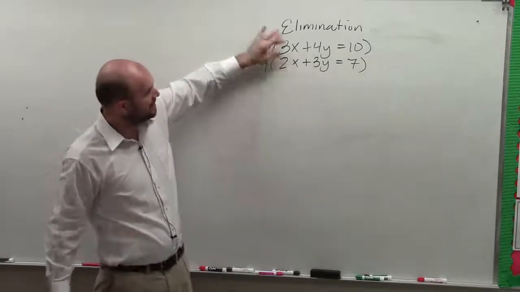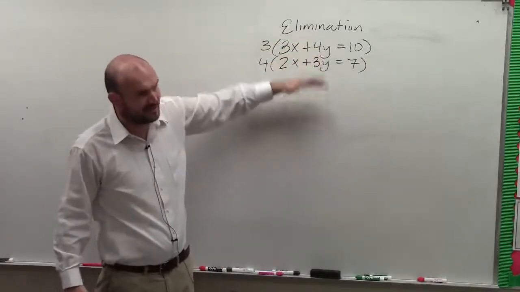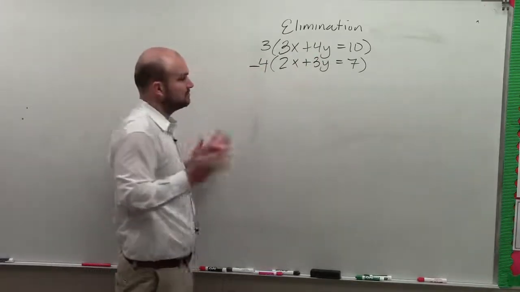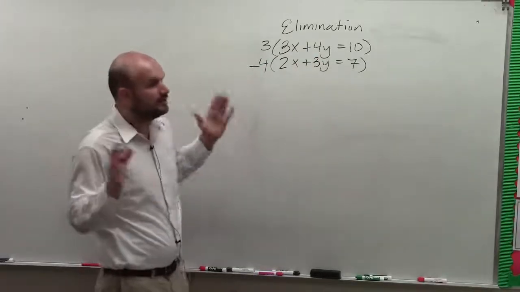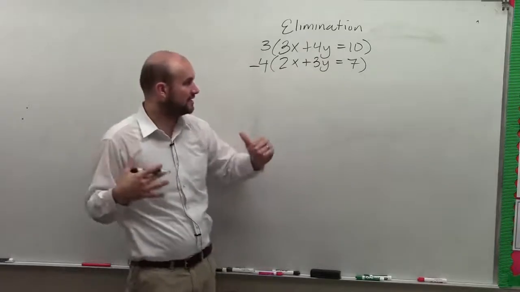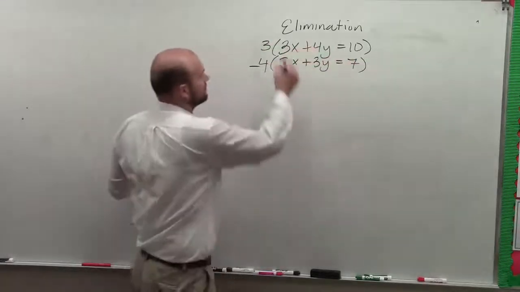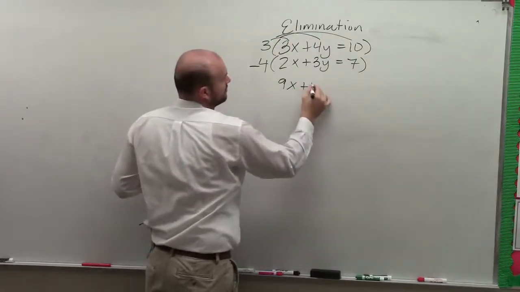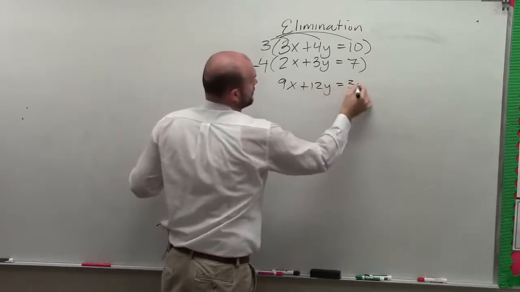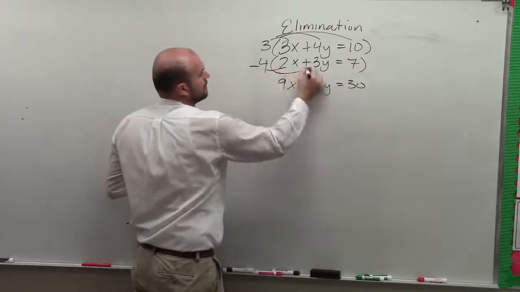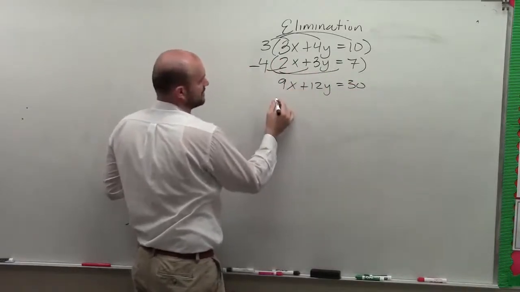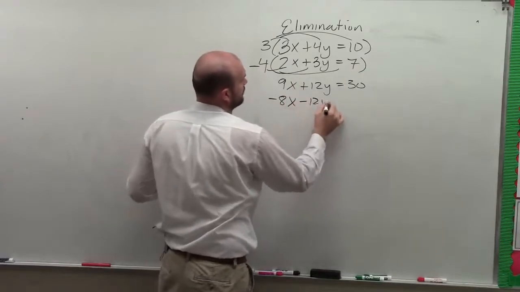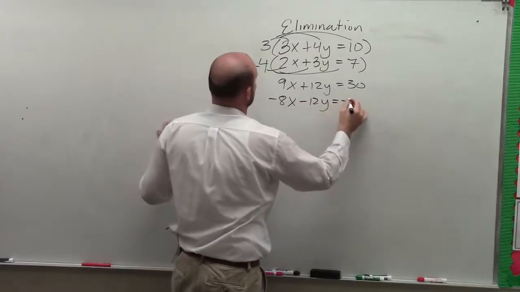So if I'm going to add them, if I have 12y plus 12y, that's going to give me 24y, right? So therefore, I need to make one of them negative. Doesn't matter which one. When you're adding, you have to make sure one's positive and one's negative. All right, so now let's do the math. Remember, when you're multiplying, you have to multiply everything. So this is 9x plus 12y equals 30. This becomes negative 8x minus 12y equals negative 28.